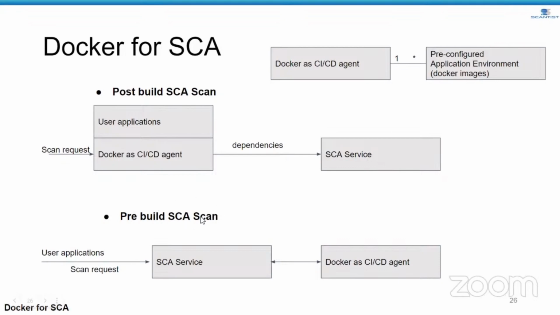The other case is the so-called pre-build. In this one, the scan request is sent directly to the SCA service without any compilation. The SCA service will then run a CI/CD agent and run this sandbox inside the SCA service, then build your application and extract the dependencies.